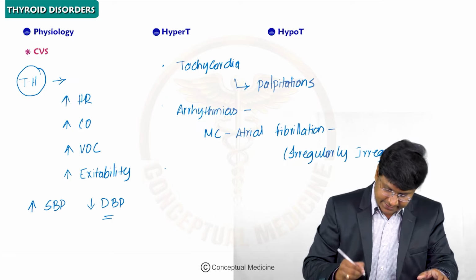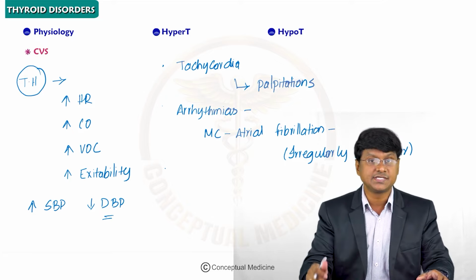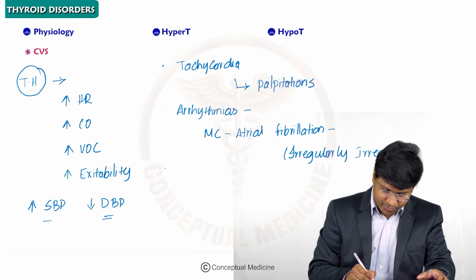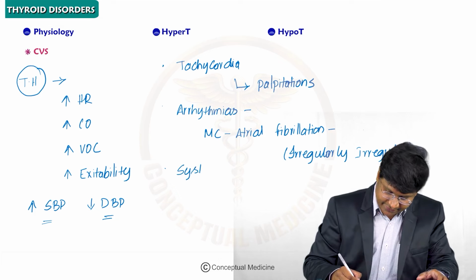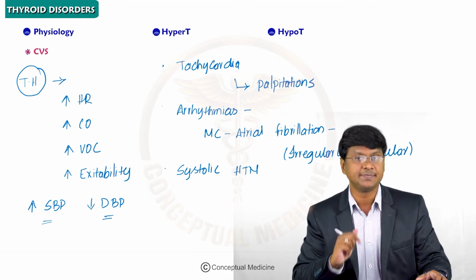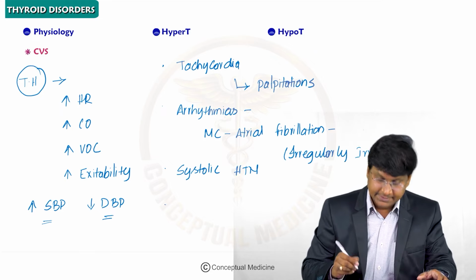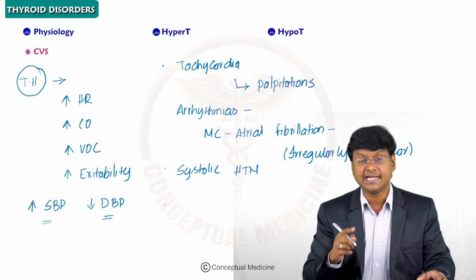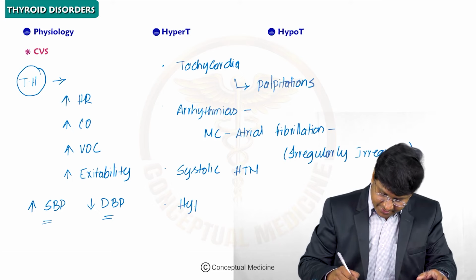Then followed by that, in these individuals, there will be an increase in the systolic blood pressure. Why? Because thyroid hormone increases the systolic blood pressure. So the patients will have systolic hypertension, right? Okay. Then followed by that, you take the activity of the heart. There will be a hyperdynamic heart.